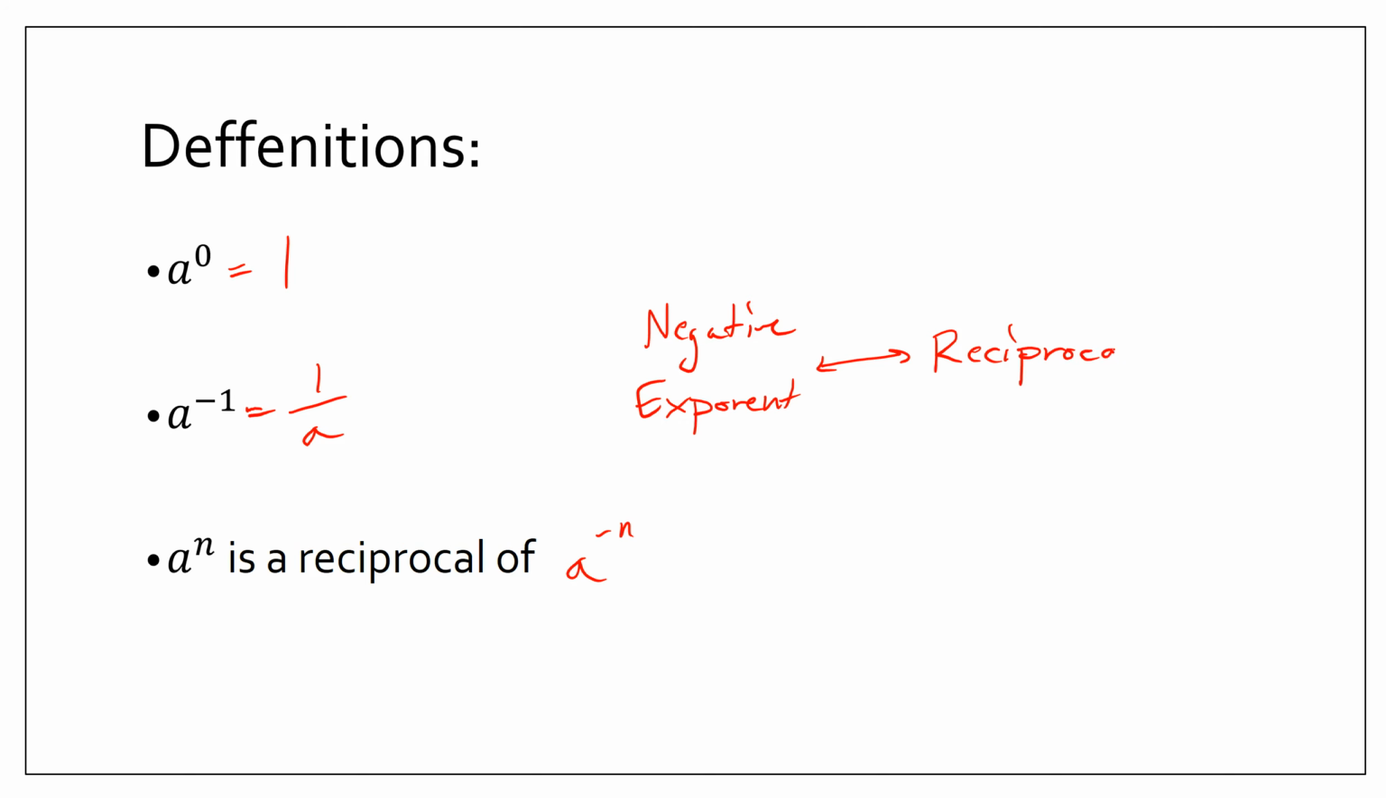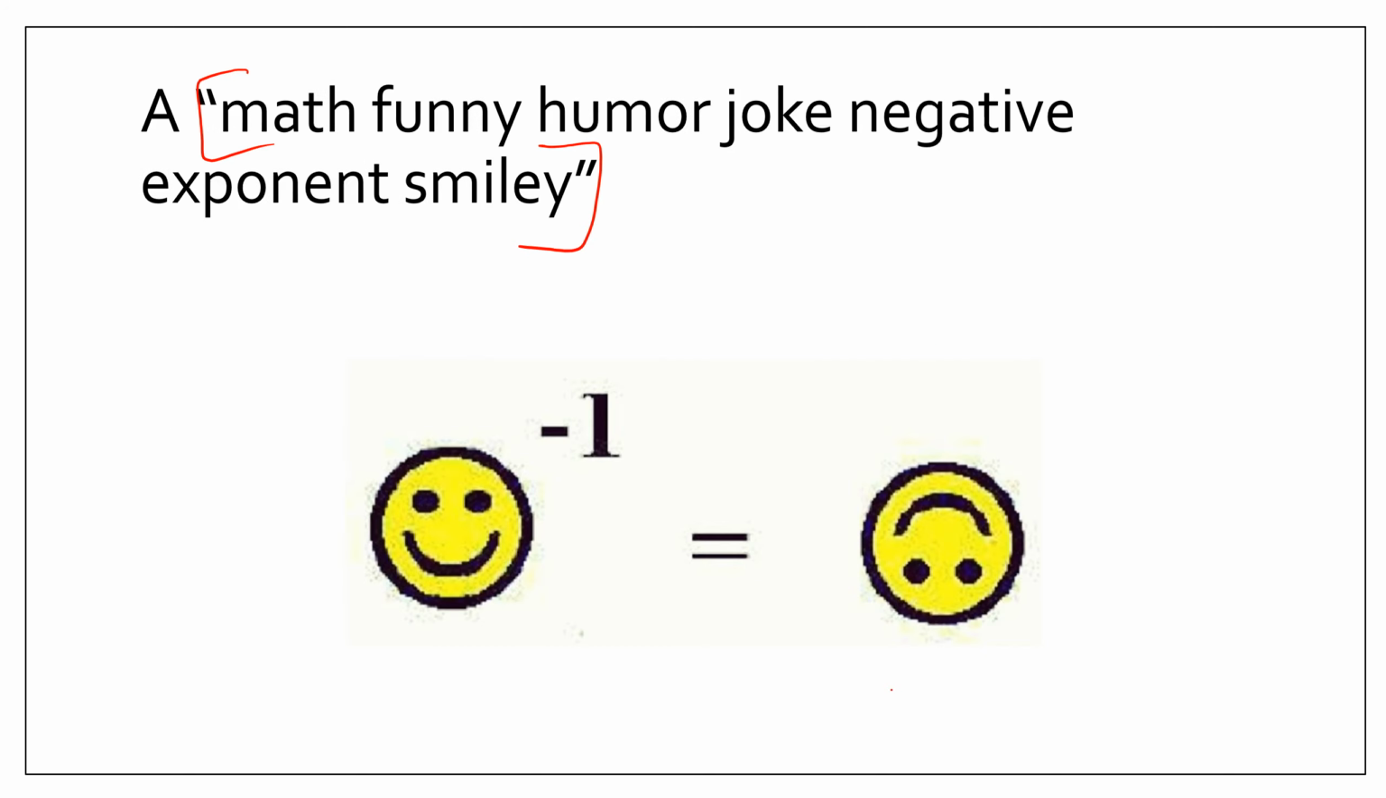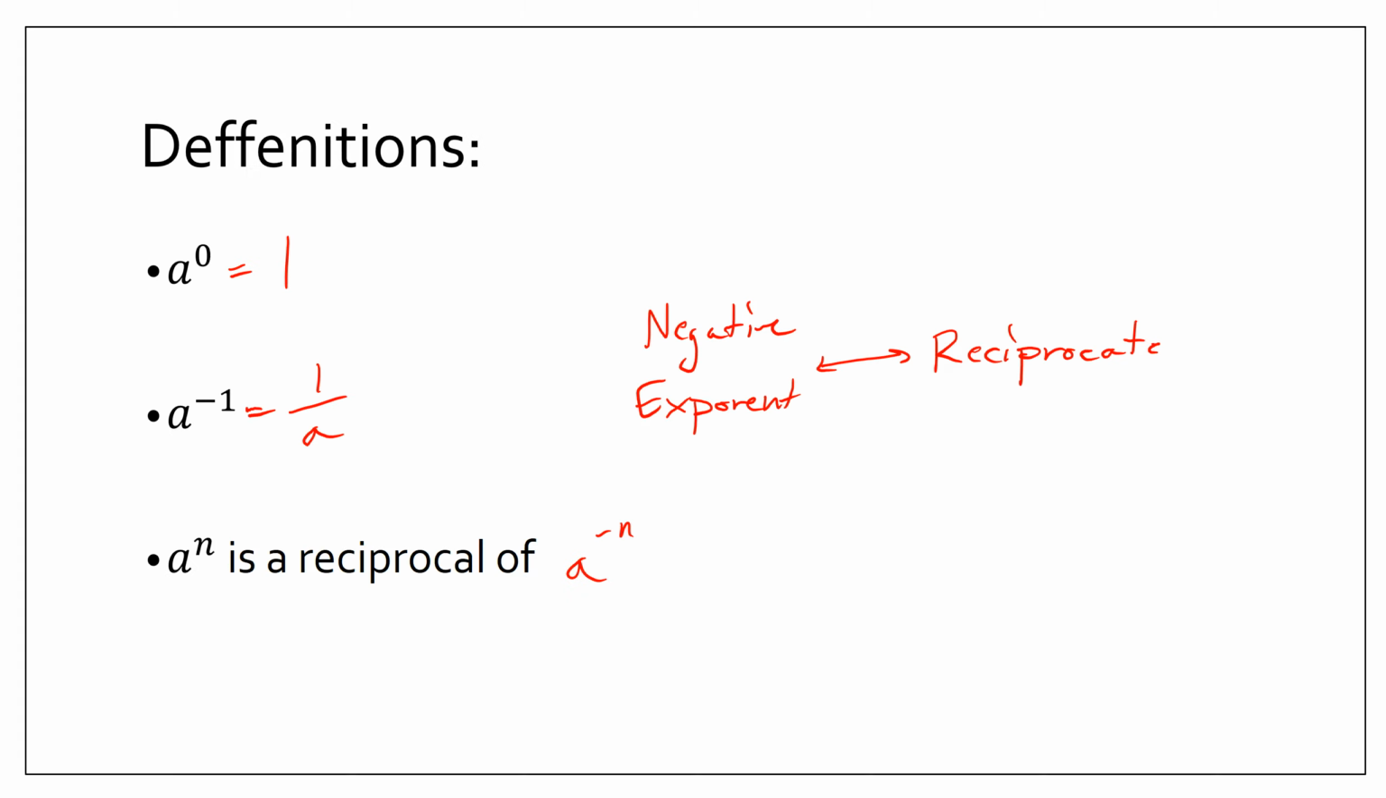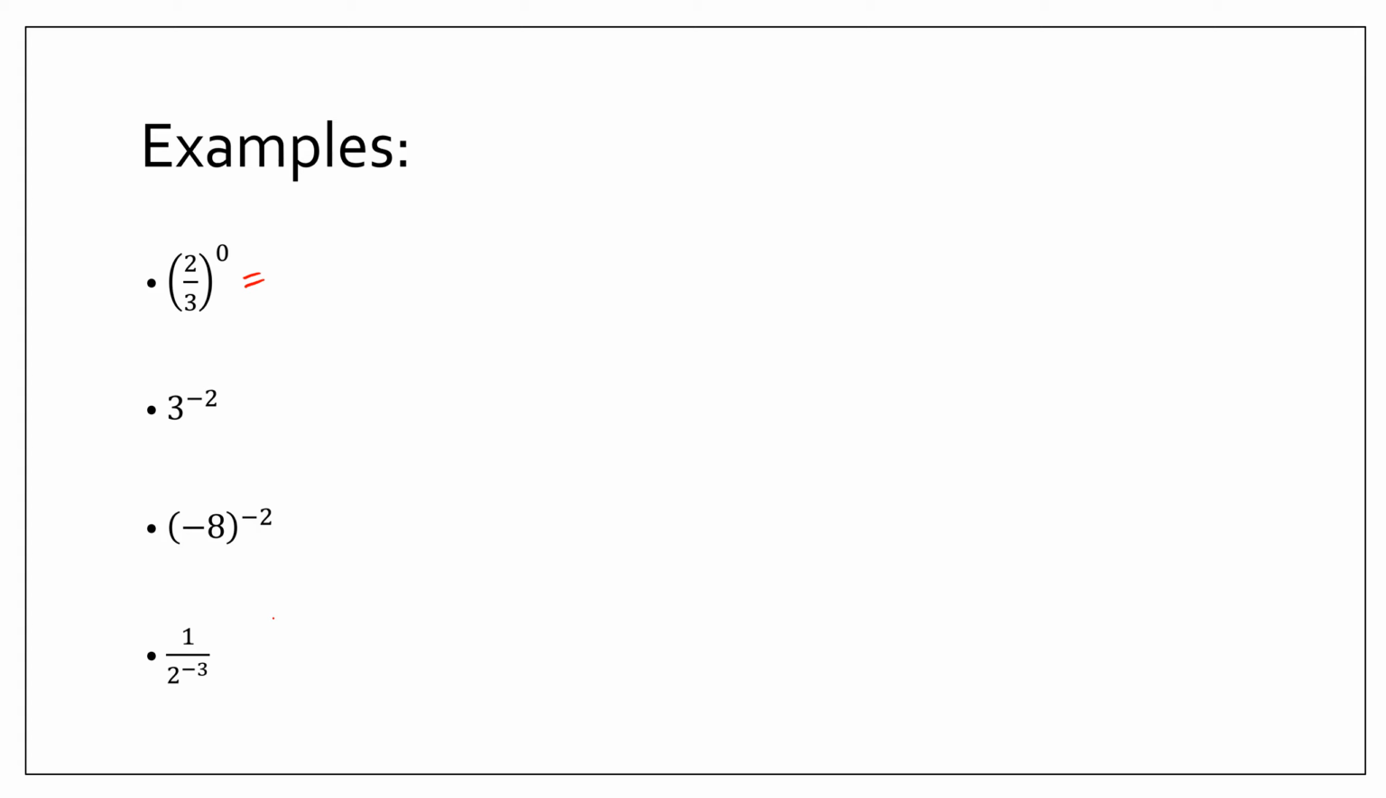That's why, in that math funny humor thing from before, if you have a smiley face to the negative 1, you are reciprocating the smiley face. What a math funny humor joke. Let's do some examples. I have something complicated to the 0. Don't worry about it, because anything to the 0 is always 1. So 2/3 to the 0 is 1. Why? Because anything to the 0 is 1.